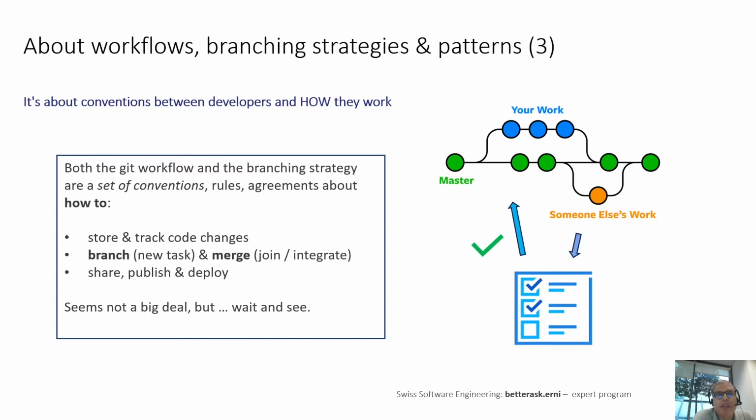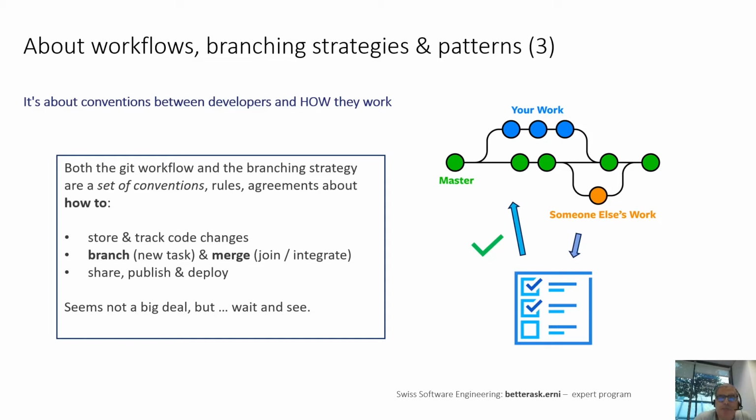And what are the branching strategies and patterns? It's basically a set of conventions, for humans, for developers. It's basically how you store and track your changes, how you branch for creating a new task, a new development, and how you merge. Merge means joining or integrating these changes. It's like putting them together. And also, how do you share, how do you publish, and how do you deploy? Maybe if you don't know the subject, you think, okay, this is not so difficult, but you will see it's a human thing actually, and there are lots of things to know.